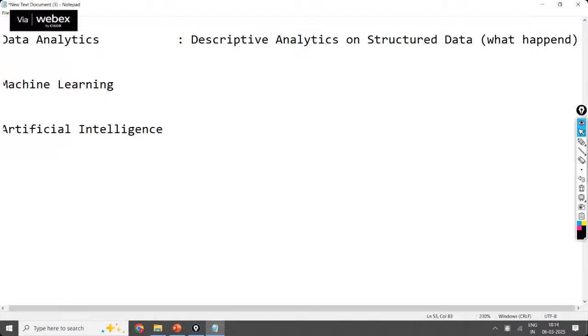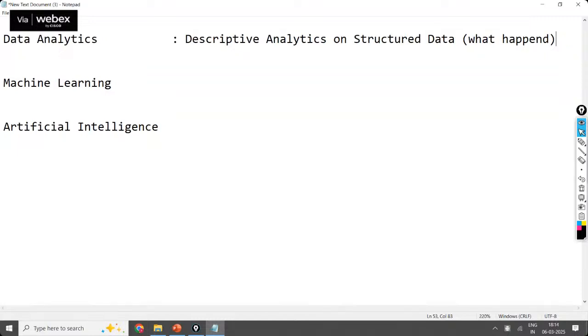For example, in the last 2 years at Naresh IT, how many data science batches have we conducted? How many students have successfully completed the program? How many students got placed? What is the average package? What is the minimum package? What is the maximum package? These are all things of the past data. If I share that with you, it is called descriptive analytics, and that is data analytics. So a data analyst will do this.